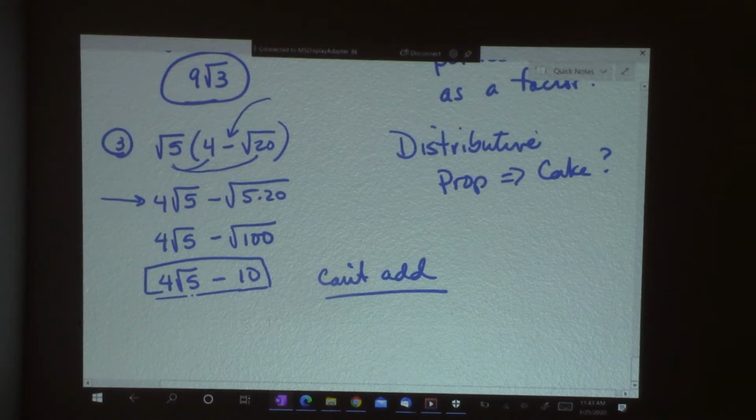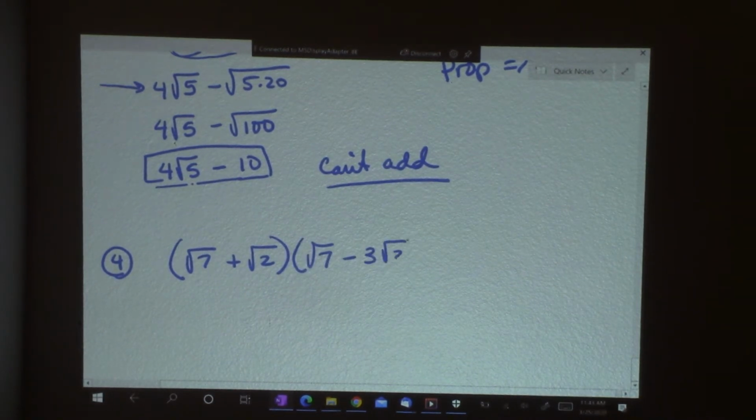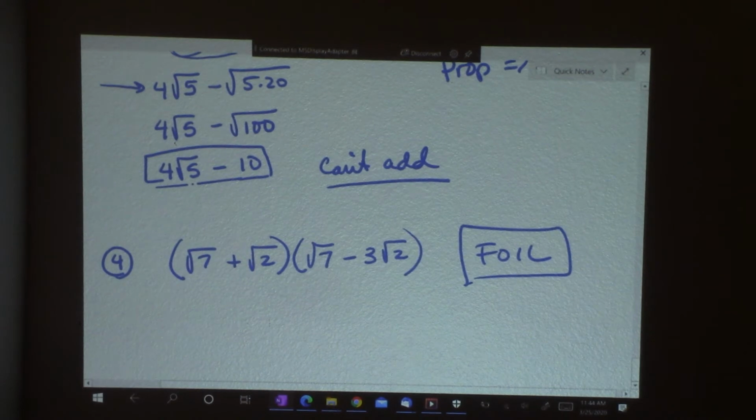Okay, let's do another one. Of course, it's going to get a little bit more complicated. How about the square root of 7 plus the square root of 2 times the square root of 7 minus 3 square roots of 2? Okay, now we're not doing the distributive property. What are we doing? FOIL. Okay, what we learned in chapter 9, we're now going to apply to square roots. So I need to multiply first, outside, inside, last.